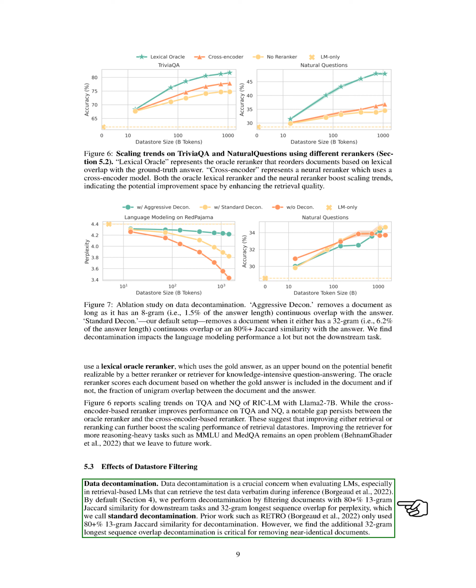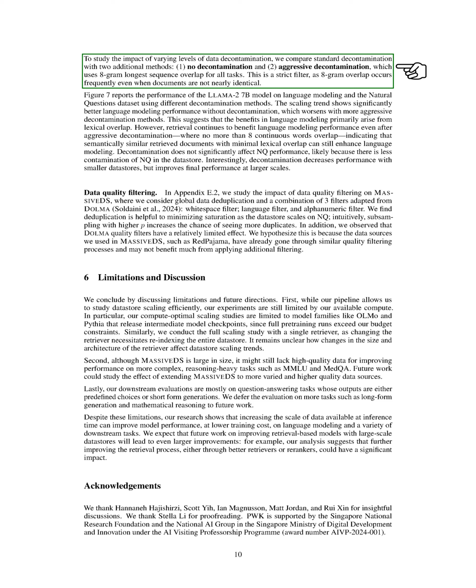Previous studies, like Retro, only applied the 80% 13-gram similarity for decontamination. However, we have discovered that including the 32-gram longest sequence overlap is vital for eliminating nearly identical documents. To explore how different levels of data decontamination affect our results, we compare standard decontamination with two other approaches: 1. No decontamination, and 2. Aggressive decontamination, which uses an 8-gram longest sequence overlap for all tasks. This aggressive method is a strict filter since 8-gram overlaps are common even among documents that are not very similar.